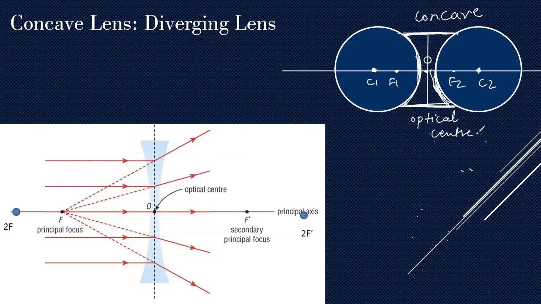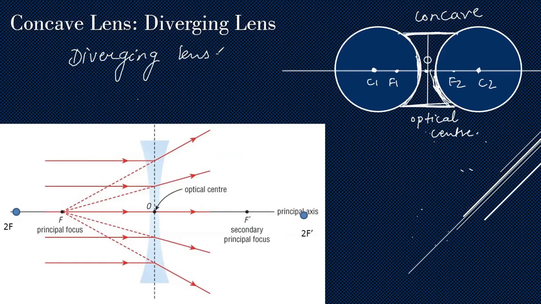As I've already told you, a convex lens is a converging lens. A concave lens is now going to be a diverging lens. It will diverge the light rays, right? It's going to be a diverging lens. It's going to diverge the light rays.